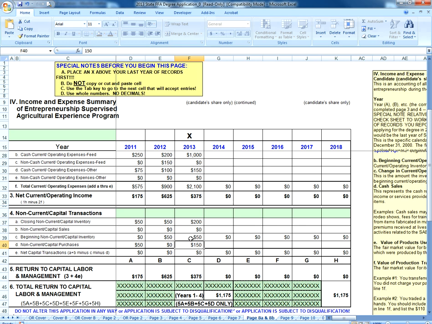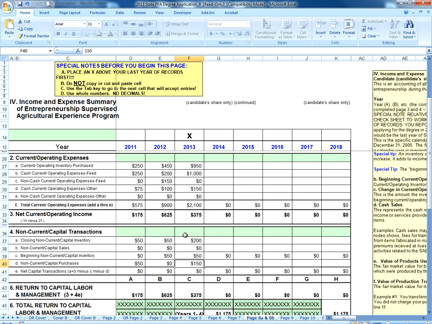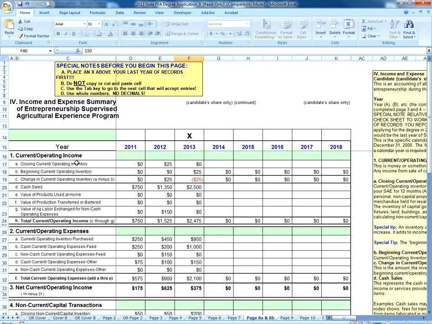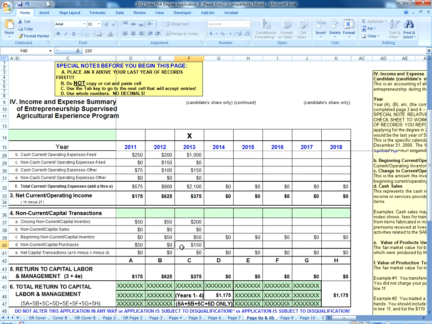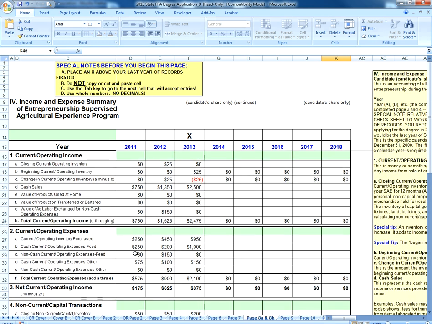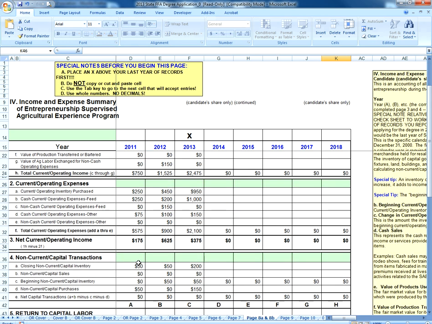And that's it. That's my balance for page 8 in terms of my income statement that lists my current operating income, my expenses, and my non-current transactions and changes. And at the bottom, I have a total for how much I've had returned to capital, labor, and management. That's it for page 8. The key thing on this one is making sure that these numbers come from your completed and accurate FFA SAE record book.